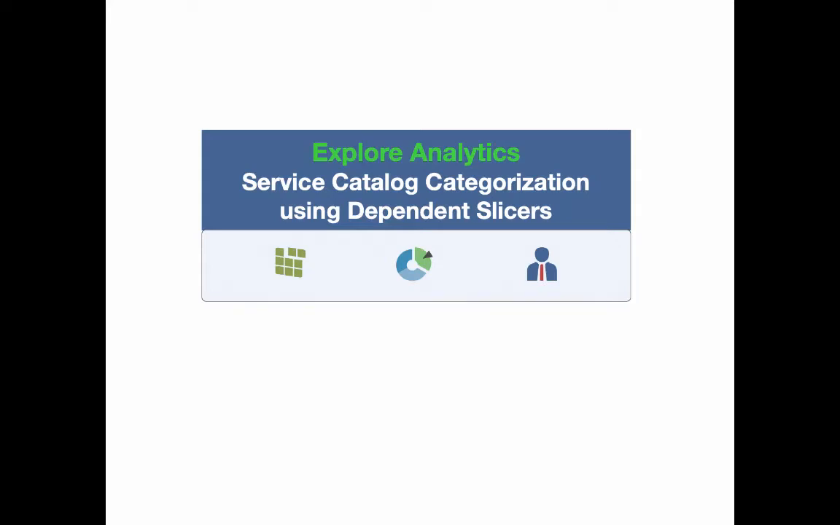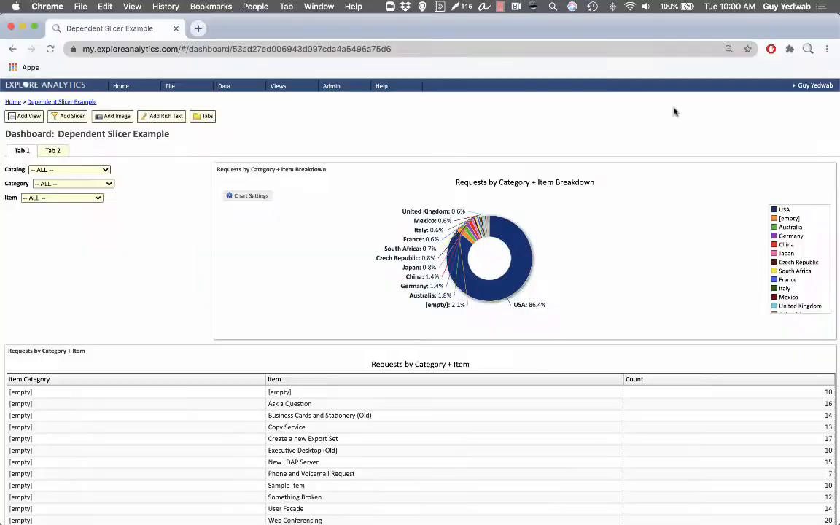Hello. In today's Explore Analytics video, we're going to look at how you can use the advanced dependent slicers capability on dashboards to get a much richer interactive experience when reporting on ServiceNow Service Catalog items. If you're familiar with ServiceNow Service Catalog, you'll know that there are many different types of items that fall into many categories that might even be further broken up between catalogs.